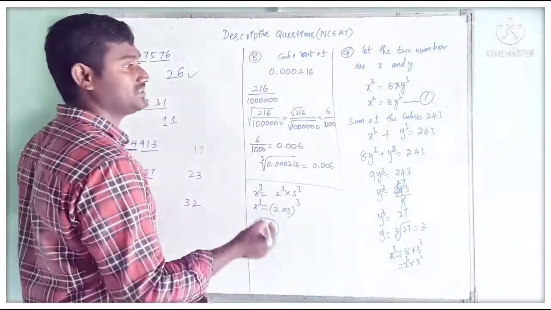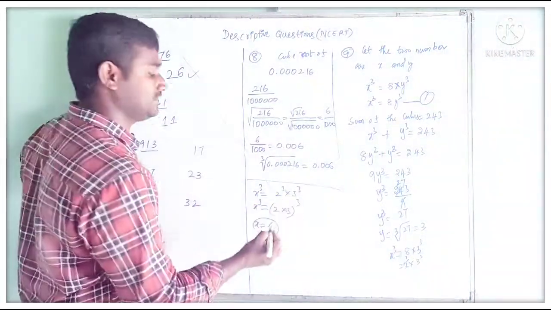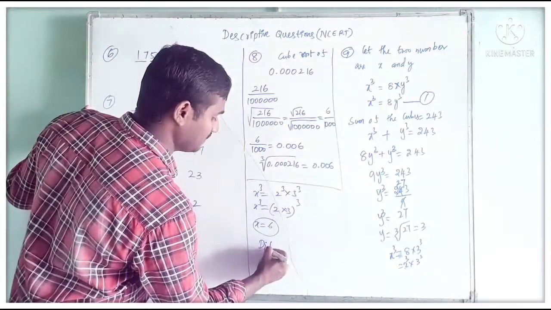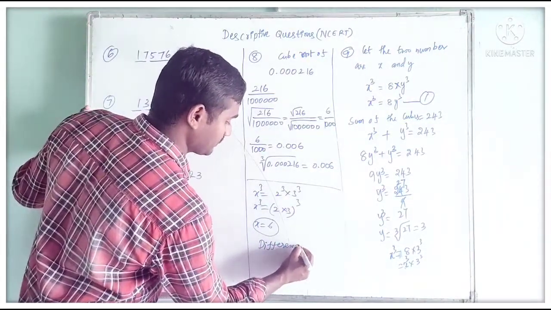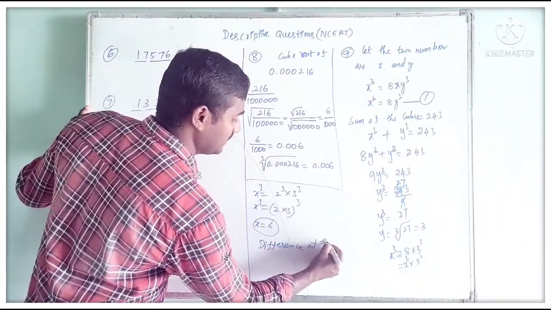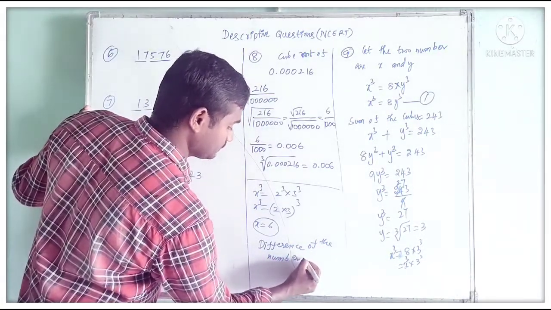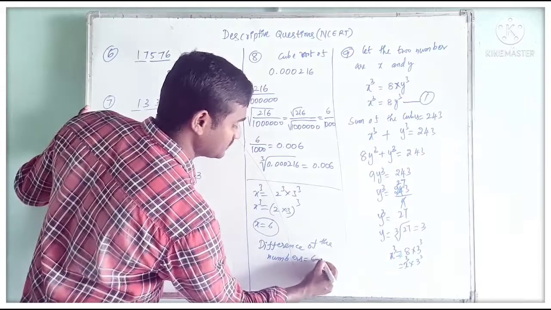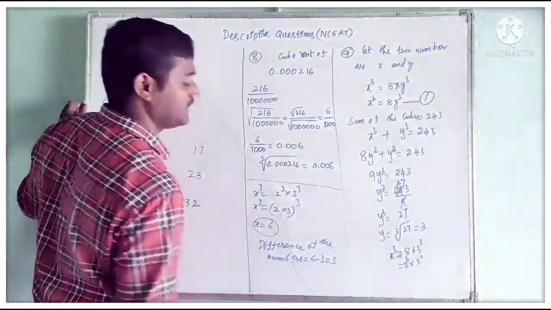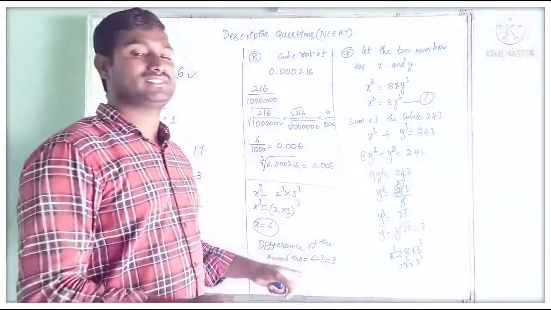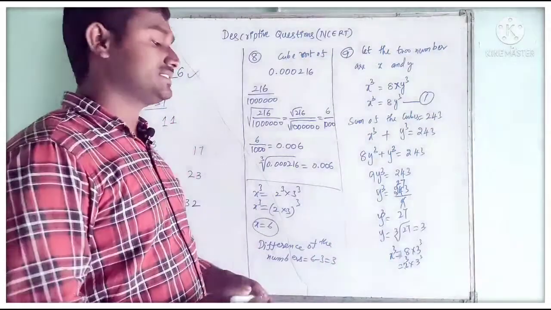What is asked in the question is the difference of the numbers. So the difference of the numbers is x minus y, that is 6 minus 3, which equals 3.